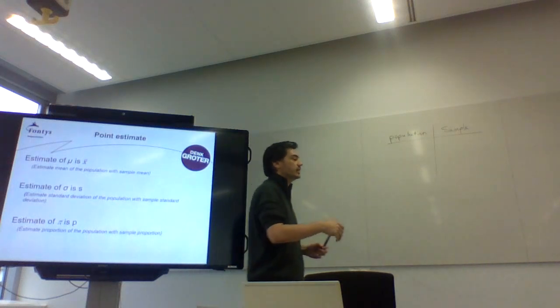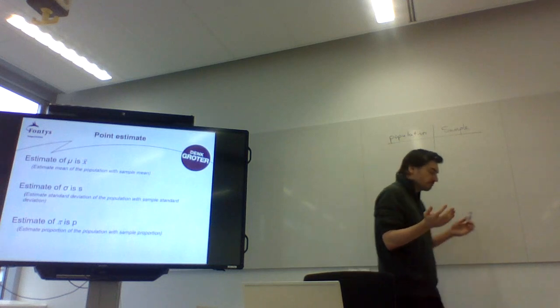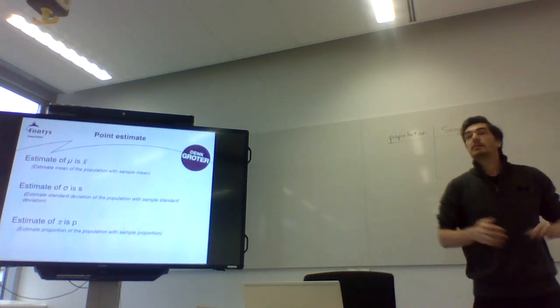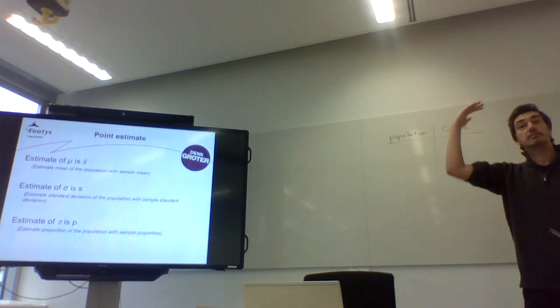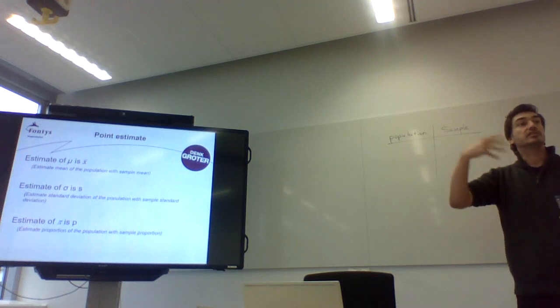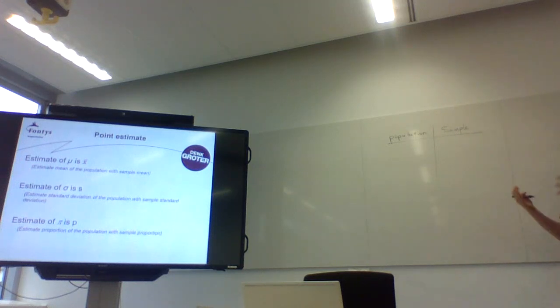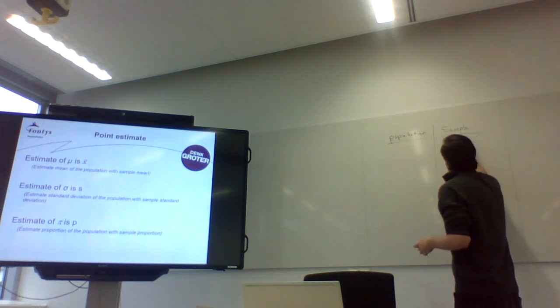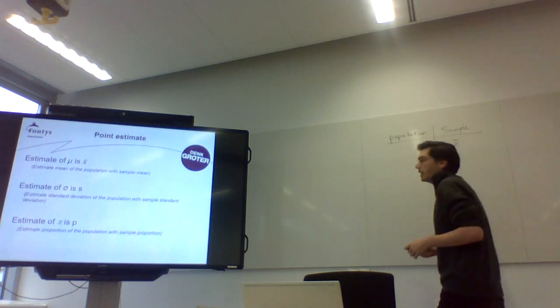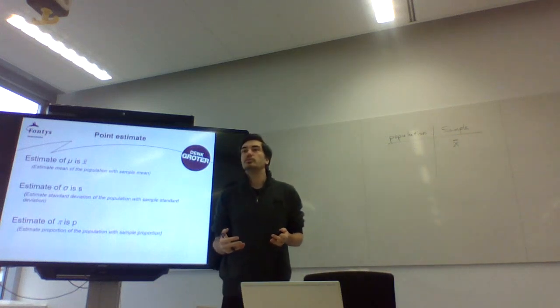For example, if I do a sample, I ask 5 people here about their length. Then I've done a sample. I can average that sample. I can average the length of those 5 people to give me some prediction about what the average length of people in this room is.